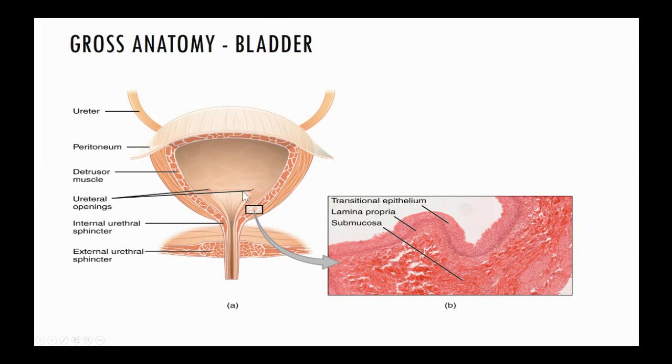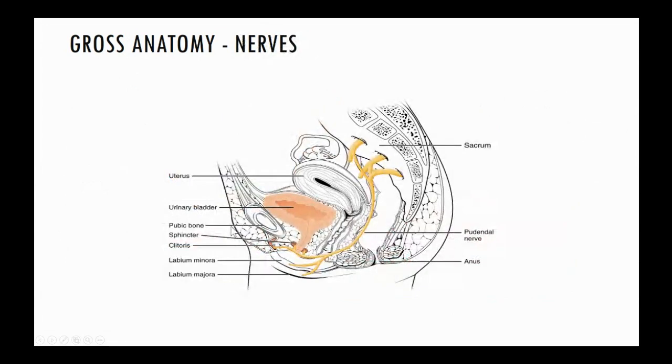Here is the inside of the bladder. This is what's called the detrusor muscle, which is going to surround that urinary bladder. And here is a zoomed in version of that. So you can see that this is transitional epithelium. There's that lamina propria, and then this is submucosa. And then we have these ureteral openings coming in, and then down here we have what's called the internal urethral sphincter, because these are ureters. And then this is your urethra.